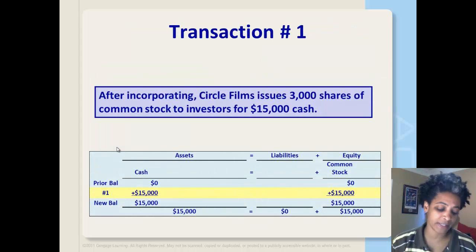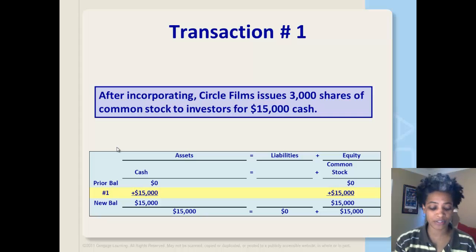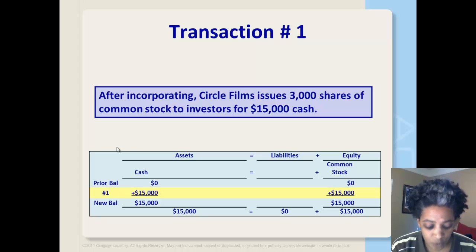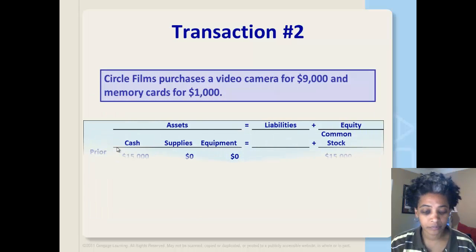So let's take a look at some examples of how accounting transactions affect the accounting equation. So here's our first one. We've got Circle Films, and they are receiving $15,000 in cash. So that means that assets are increasing because cash is an asset. Its equity is also increasing because investors have contributed cash for some ownership stake in the company. So more specifically, Circle Films common stock is increasing. So that's what you're seeing at the bottom of this slide.